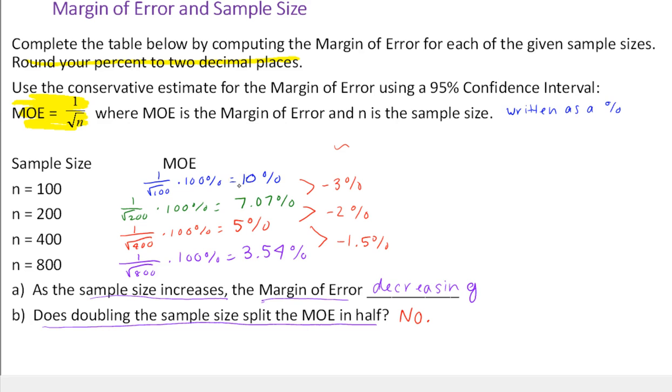So we know that the larger the sample size, the better our precision, the smaller the margin of error. But doubling the sample size isn't going to cut our margin of error in half. It's going to make it smaller, but at a decreasing rate.